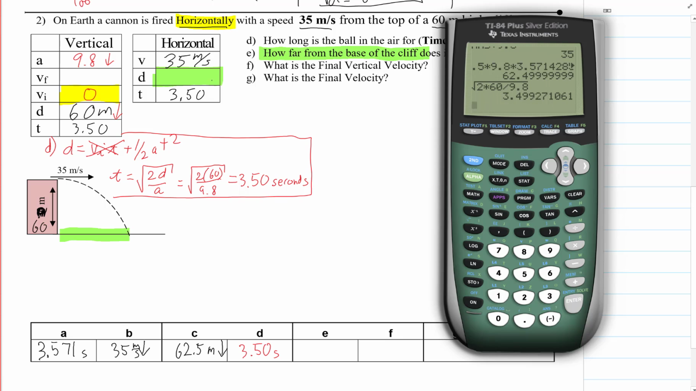So how far from the base is going to be, in the horizontal, we only have one formula. D is velocity times time is the arrangement of that one. Velocity is distance over time, the constant velocity formula. Velocity is 35 times the time of 3.5. So we multiply this by 35, and we get an answer of 122.47. How about 122.5 meters? And that is how to solve for E.